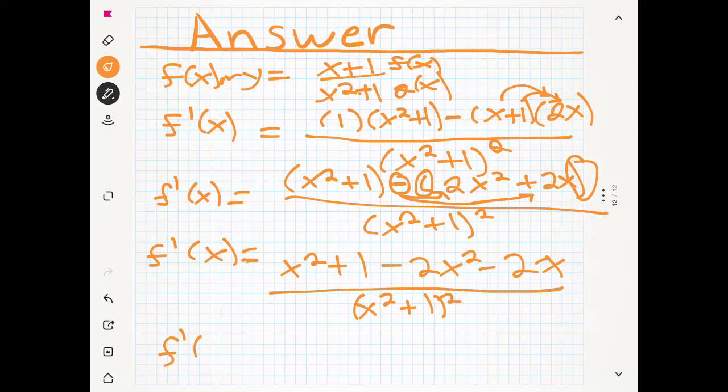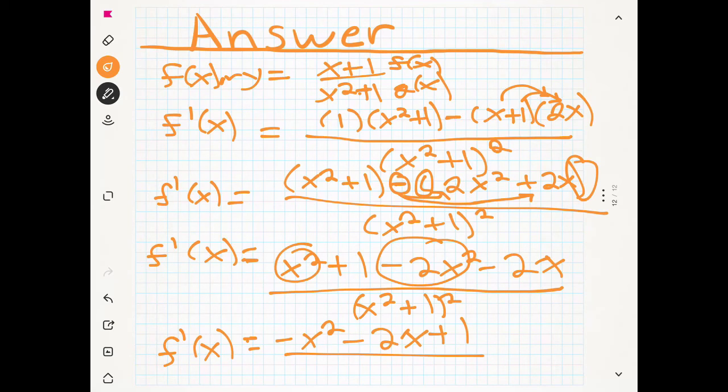So your f prime of x is equal to the negative 2x squared being added to the x squared. So this with this just gets you a negative x squared, and the negative 2x does not change, so that just stays there, and then plus 1, all right? And then all over x squared plus 1 all squared, right?